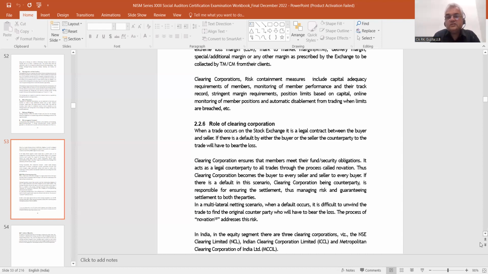So this clearing corporation ensures that members meet their funds or security obligations. It acts as a legal counterparty to all trades through the process called novation. So this process is called novation.